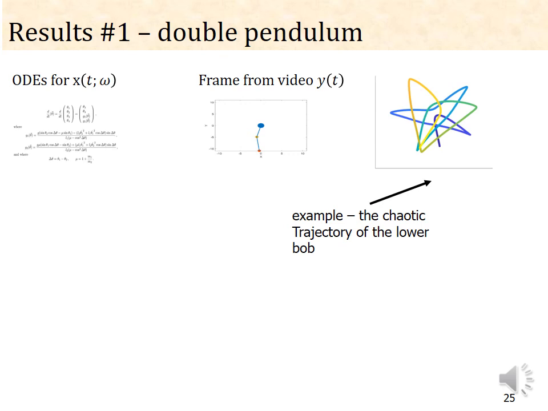So here's the double pendulum. Here's the ODE. It's small enough so you don't even try to read, but you can certainly code it and run it on MATLAB or Python. Here's a frame of a synthetic video. And here, just to show you how long the movies were taking and how chaotic the trajectory is, this is the trajectory of the lower bob where color is just time.